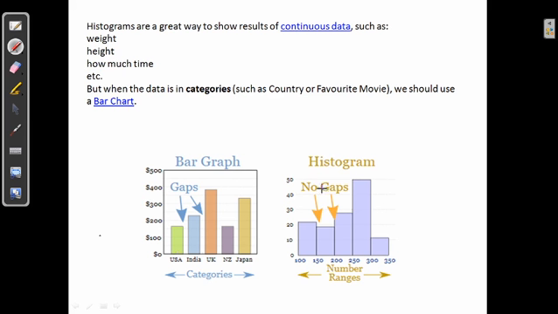So this is the major thing which you need to know regarding the histogram. Now what we will be doing is, okay, clear with this concept, bar graph and histogram?